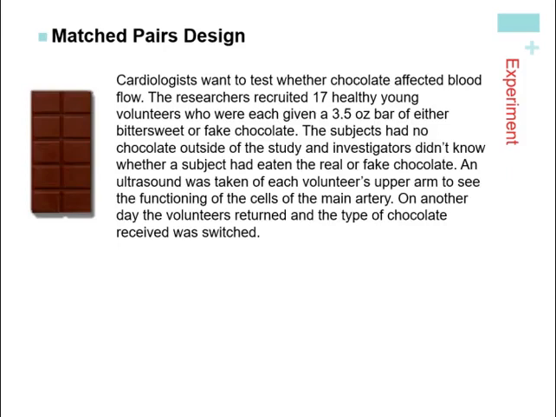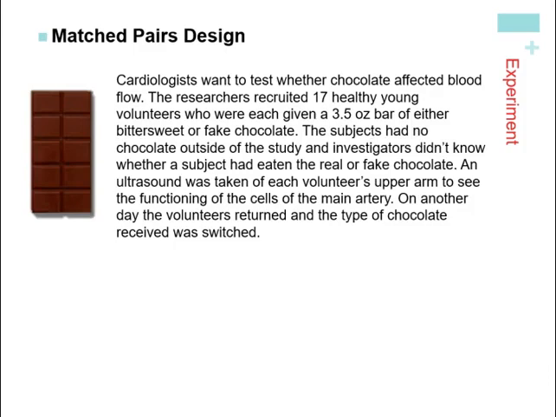We have some cardiologists who want to test whether chocolate affects blood flow. And so they have some volunteers that they're going to give either actual bittersweet chocolate or fake chocolate. All right, and so they are randomly assigned to which one they get, and they eat the chocolate, and then they come in and they get an ultrasound of their arm. Then on another day later, all right, they come back and they eat the opposite. So if they got chocolate before, they get fake. If they got fake before, they get real. And they do the ultrasound again, and then we compare each person only to themselves.